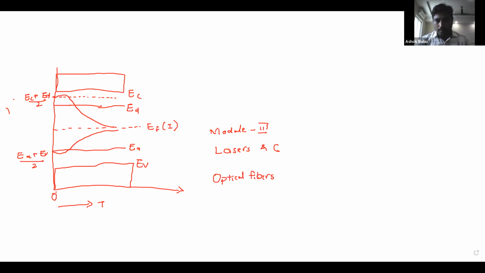can any one of you tell me the abbreviation of laser? What is laser? No one responding? Please, any one of you. Light amplification by stimulated emission of radiation. Good. Very good.